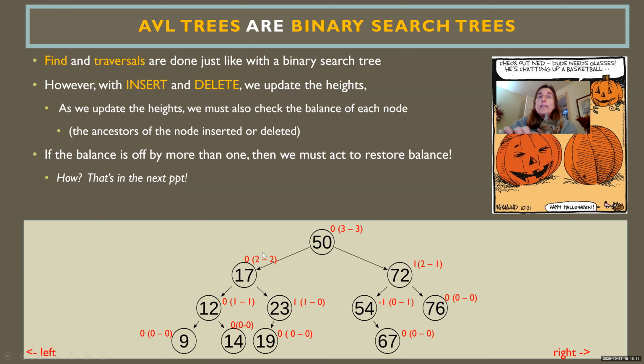So this is an AVL tree because for every single node in this tree, the height of the left child and the height of the right child differ by no more than 1. Okay.